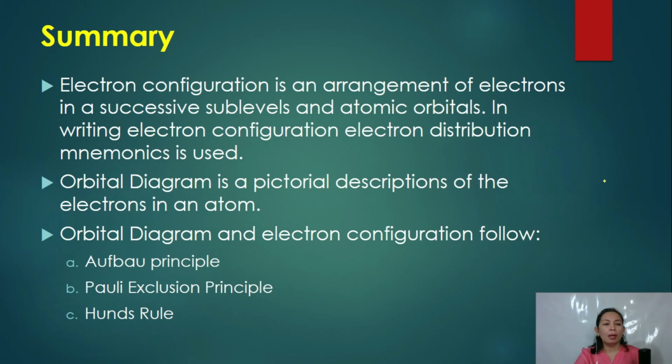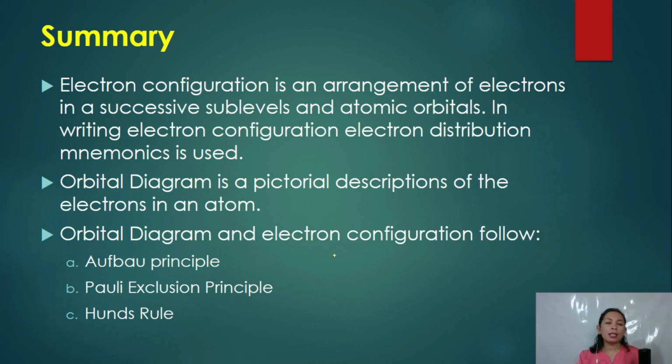Then to summarize, electron configuration is just an arrangement of electrons in successive sublevels and atomic orbitals. In writing electron configuration, we usually follow electron distribution mnemonics. Orbital diagram, on the other hand, is a pictorial description of the electrons in an atom. Orbital diagram and electron configuration follow the Aufbau principle, Pauli's exclusion principle, and Hund's rule.